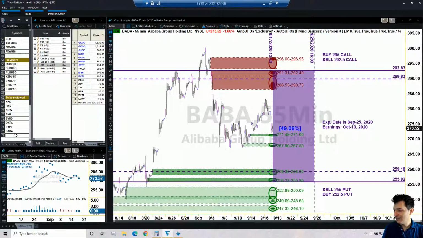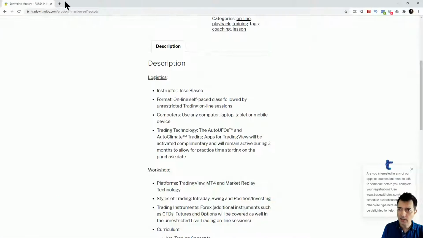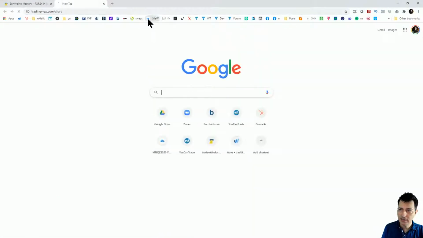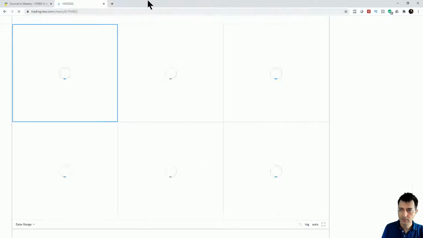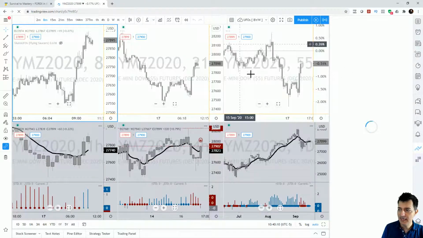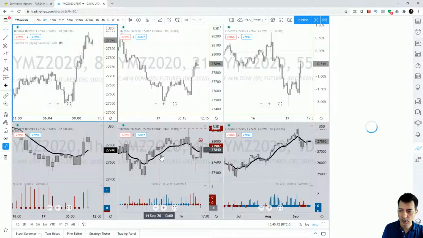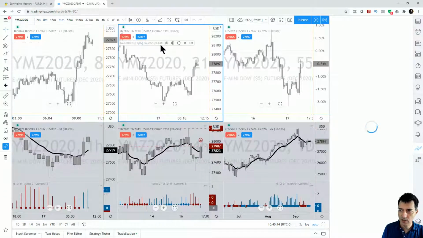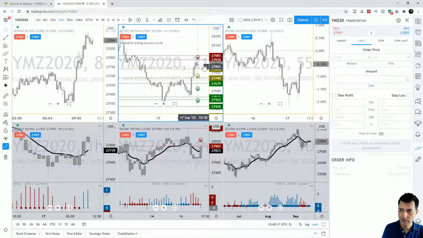Okay. ACL is AutoClimate. Got it, Koyo? Yes, absolutely. So let me do this. Here is TradingView. Here you can see I have a complex setup with TradingView with AutoUFOs above. You can see the UFOs there on the top, and I have AutoClimate below, as you can see. So this is AutoUFOs above, AutoClimate below, and this is in TradingView.